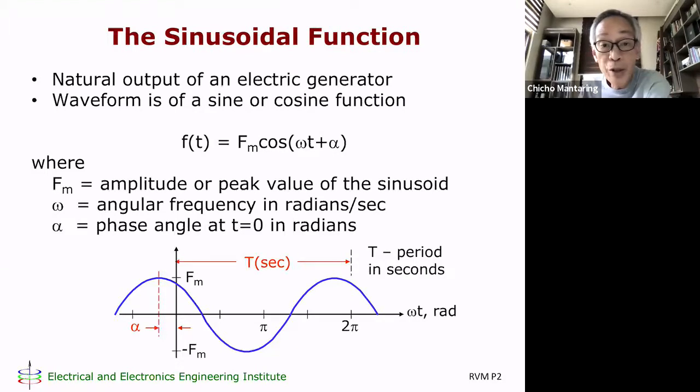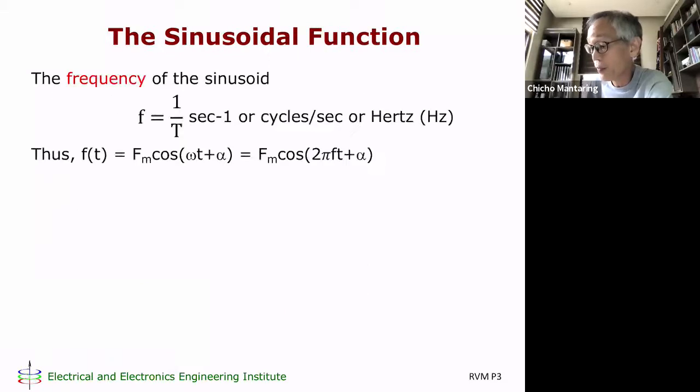T is what we call the period of our sinusoid. This is the time it takes to do one complete cycle. The frequency of the sinusoid is the reciprocal of the period. Frequency is equal to 1 over T. The period is in seconds, so frequency is supposed to be seconds to the minus 1. But we also say cycles per second. And the common term for cycles per second is hertz.